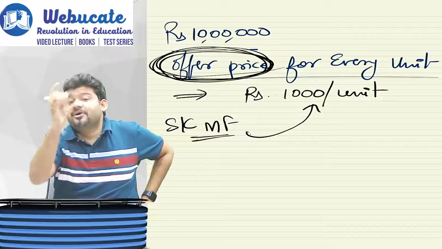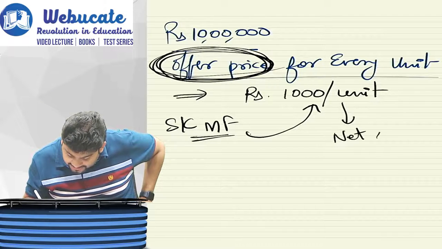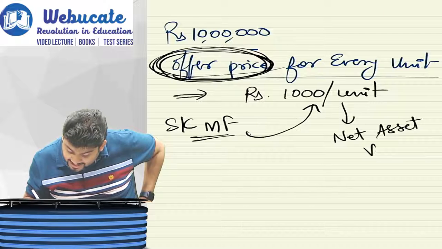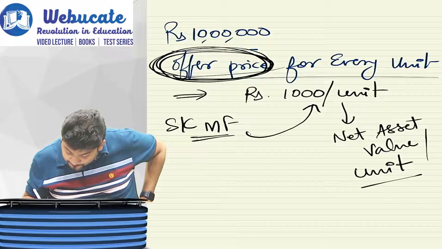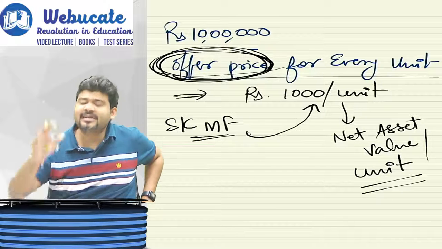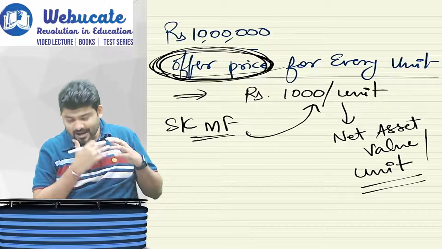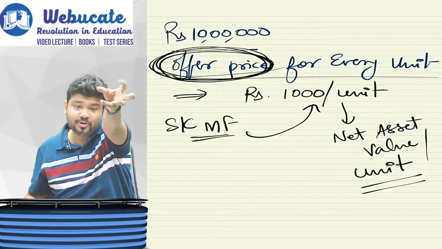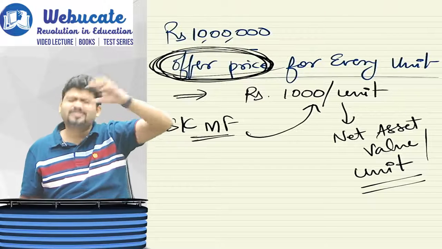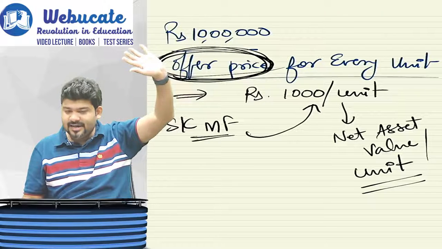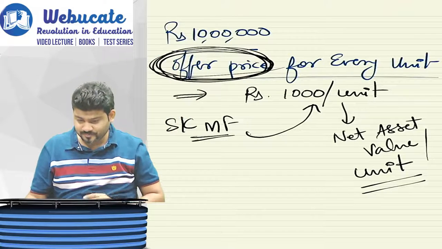Over a period of time, this name was changed to net asset value. To net asset value per unit. What is net asset value? Everything I will explain, Baba. Don't worry. Okay, so let's take an example that you are investing this 10 lakh rupees with me. Let's assume that this is the only 10 lakh rupees that I get. Let's assume that. How many units will I give to you?